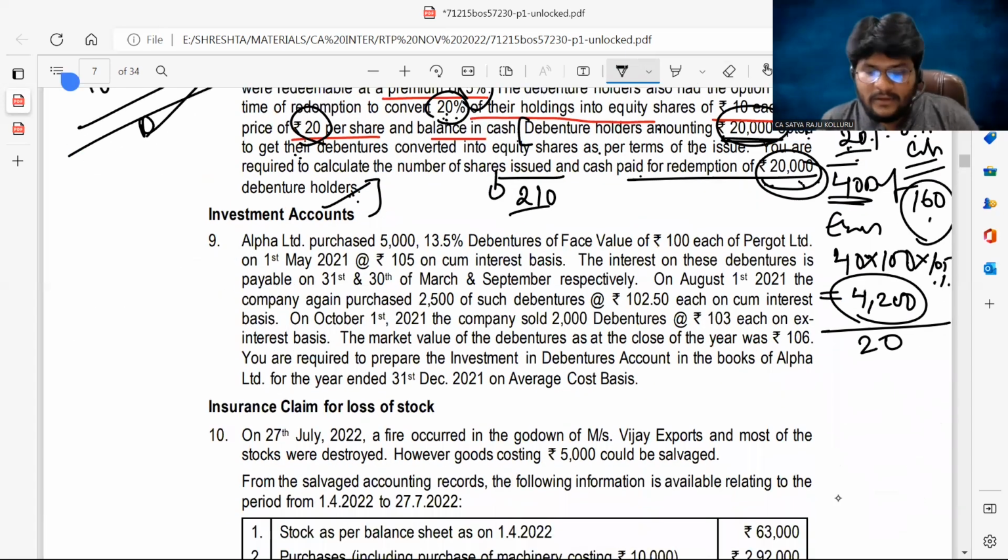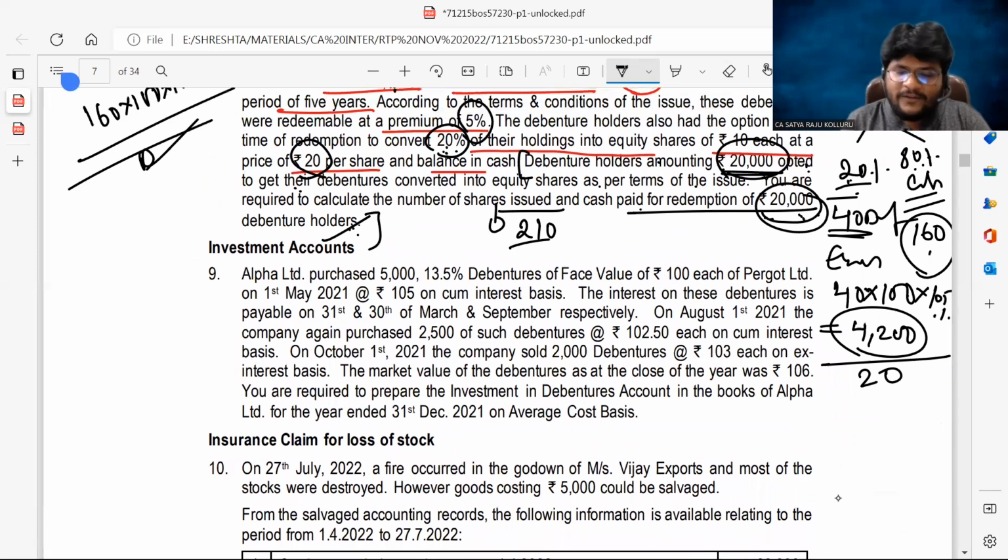Come down, guys, to problem number 9, investment accounts. Sir, is it a fixed income bearing securities or variable income bearing securities problem? It is fixed income bearing securities. How do you know? The given investments are debentures. Sir, the same problem we already did in our classroom. Just for your convenience, I'll read the crux.